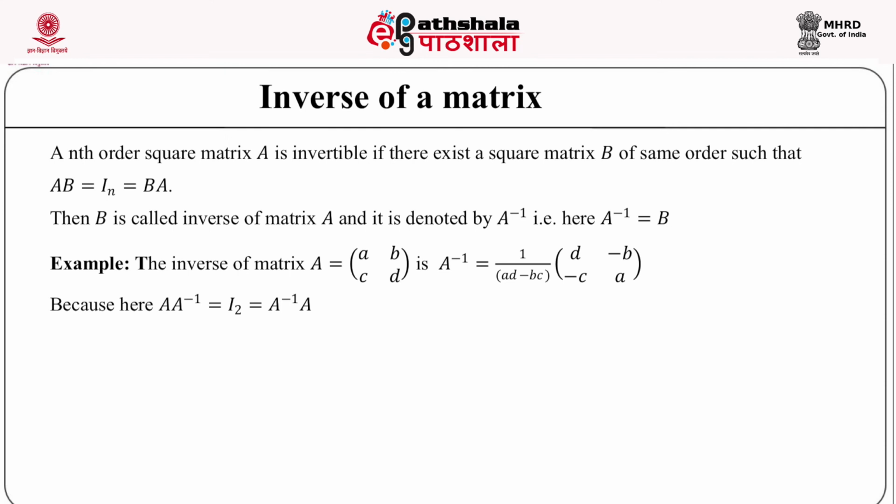Here A inverse is this matrix, because A into A inverse is equal to identity matrix of second order, and also when we multiply A inverse into A, then again we will find the identity matrix of second order. So here this matrix is the inverse of matrix A.